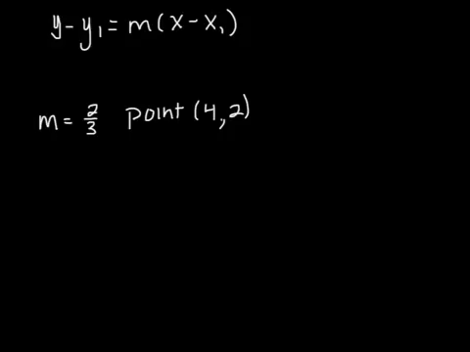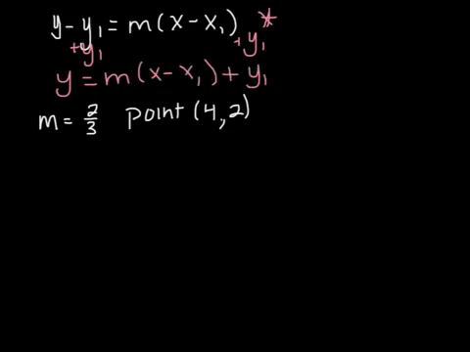Point-slope form looks something like this. What I like to do is manipulate it and just solve for y. So I'm going to add y1 to both sides. So the point-slope formula I like to use is y equals m(x minus x1) plus y1. And this is just a manipulation of the original.